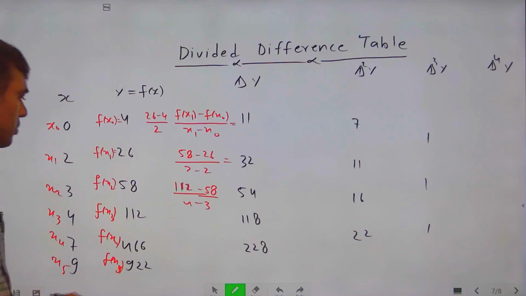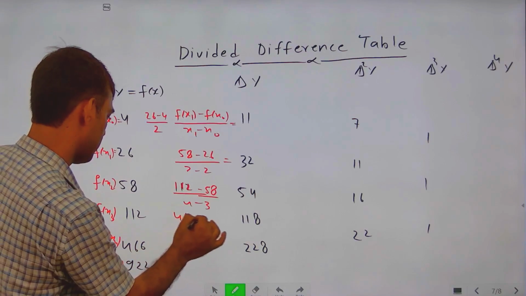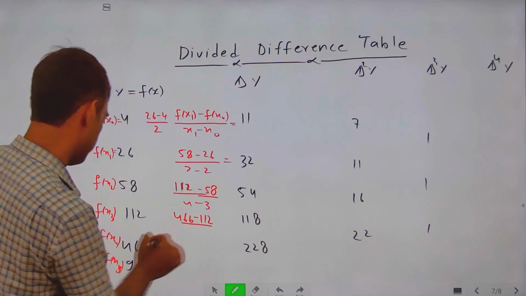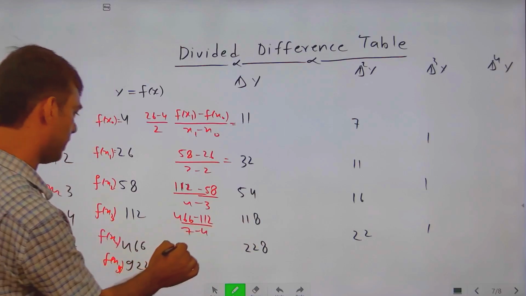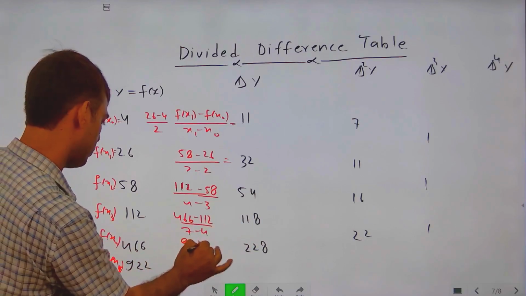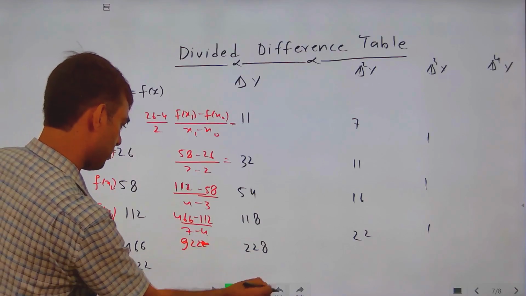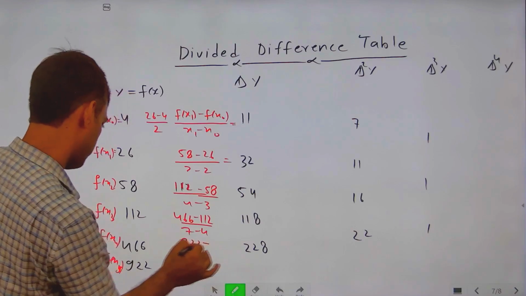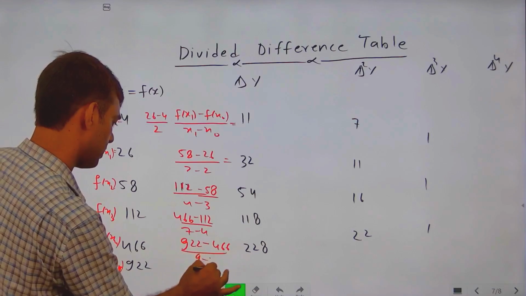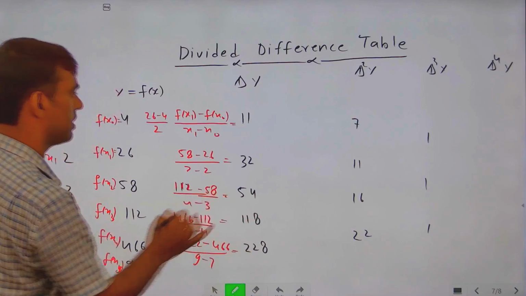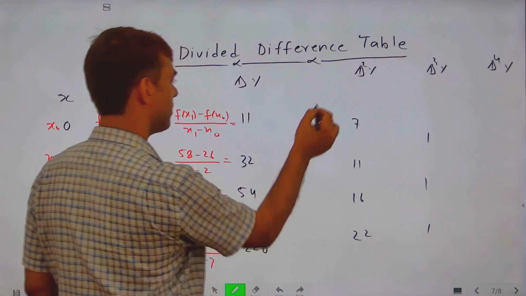Again, 466 minus 112 divided by 7 minus 4, then we get this value. And the last one is 922 minus 466 divided by 9 minus 7. Then we get these results.